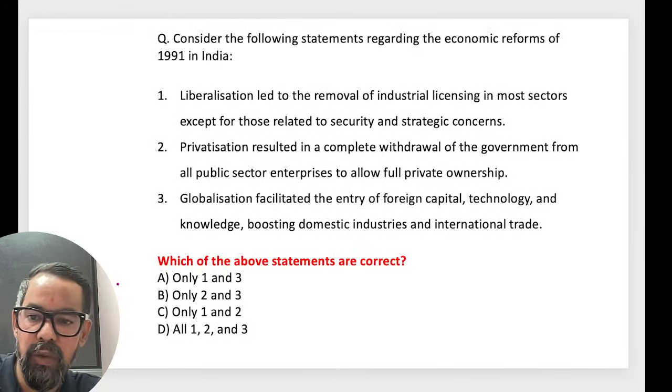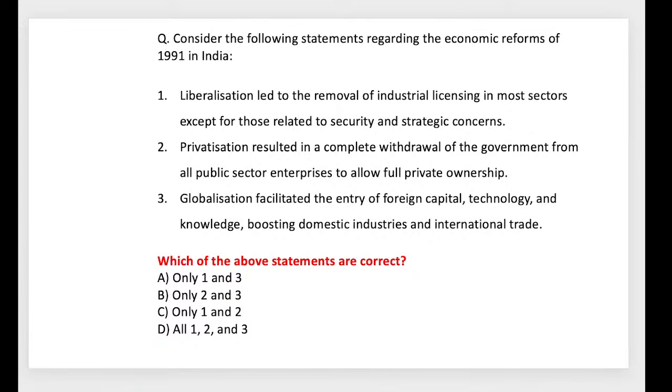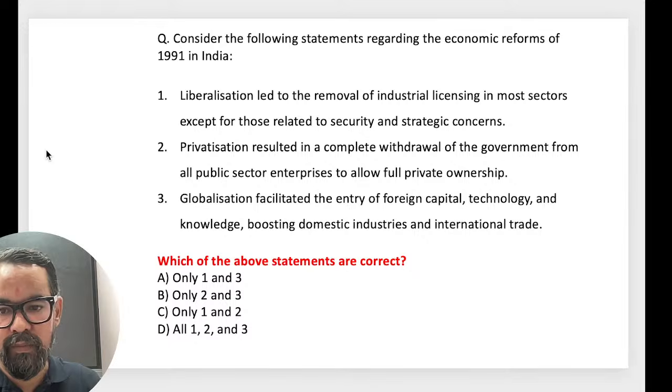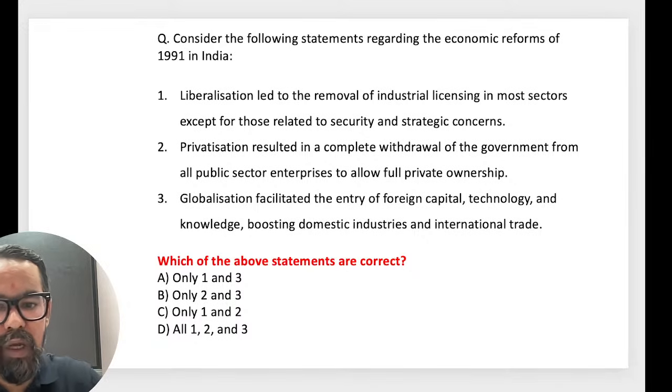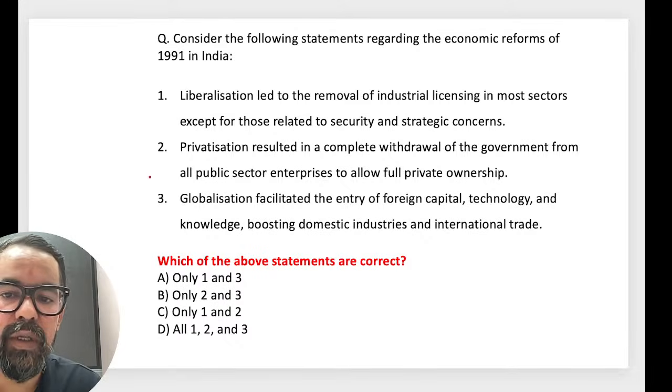Next one, please quickly go through this one. क्या होगा आंसर गाइस? What will be your correct answer for this one?